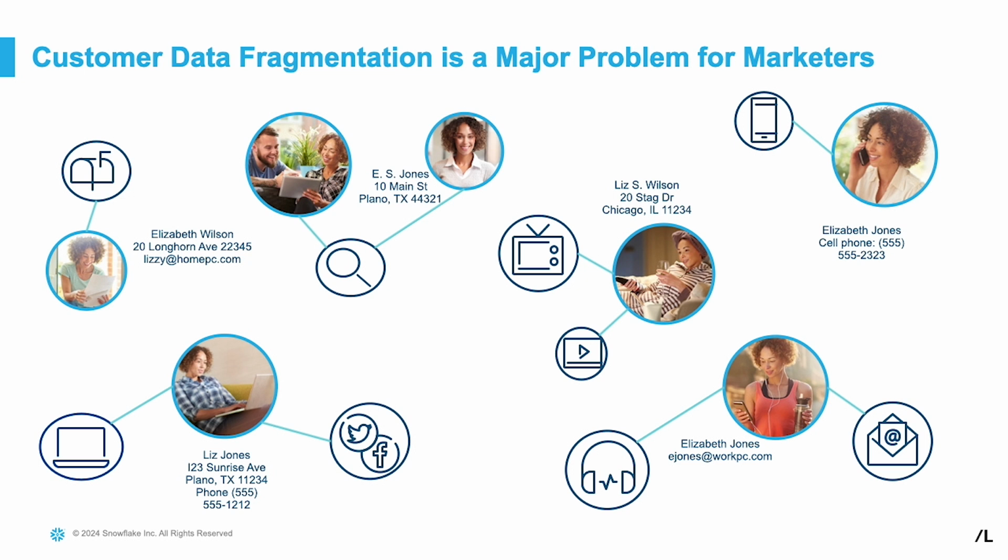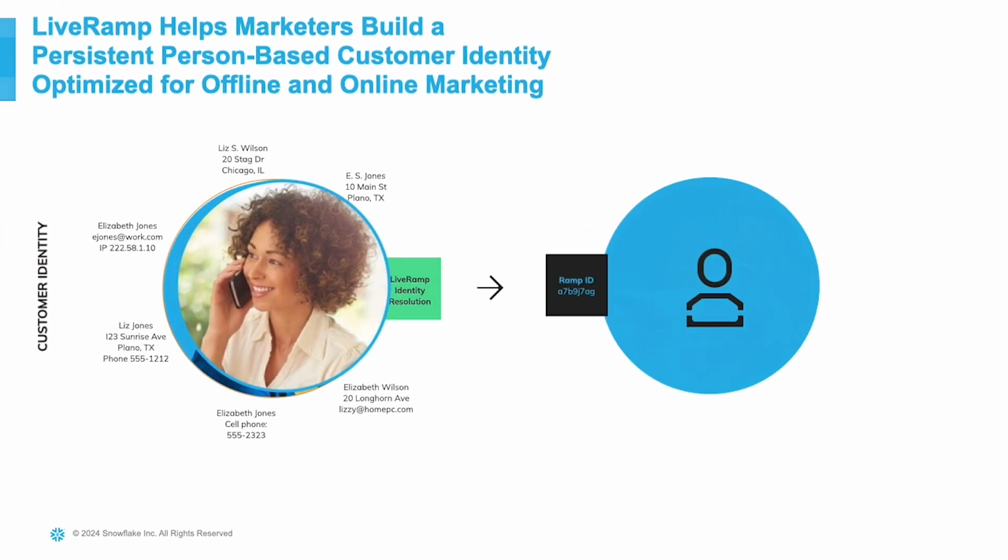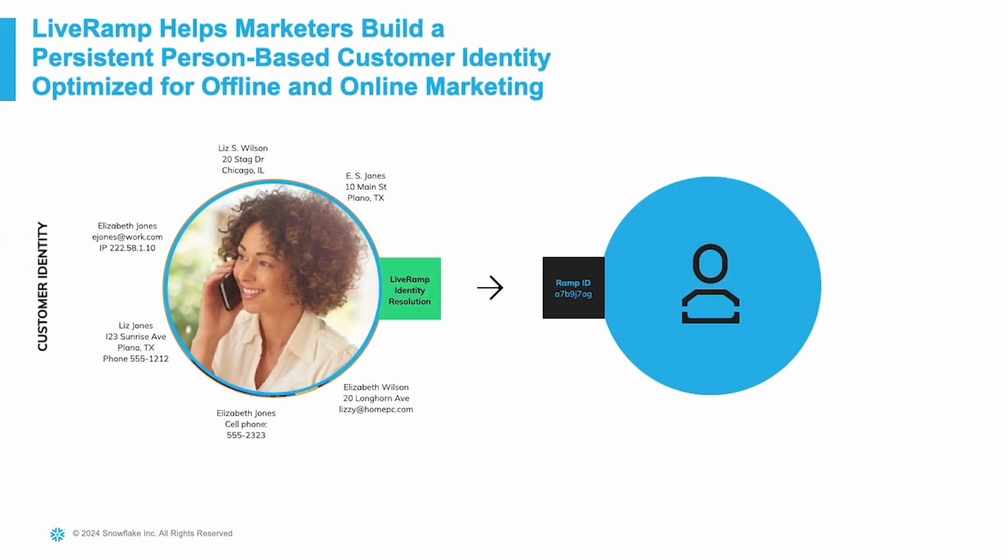And so with our solution on Snowflake, we solve this problem. We solve this problem because we bring more than string-based algorithms to the table. We bring a reference graph of consumer information. And this reference graph is at the scale of the largest walled gardens. And so when we analyze this information, we can see that Liz Wilson is the same person as Elizabeth Jones, is the same as E.S. Jones, et cetera. And so we can provide a secure person-based identifier. We call these RampIDs. And you'll see here, we've generated one for Liz.